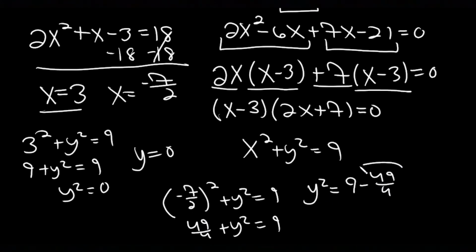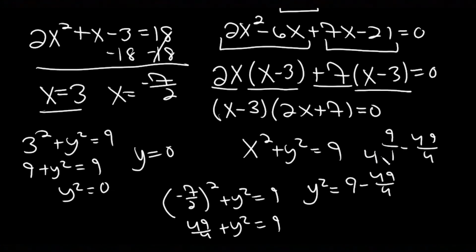From here, I'm going to go ahead and combine these, okay? That 9 is really over 1. So, for example, it's 9 over 1 minus 49 over 4. So essentially what you have to do here, you have to take this fraction here and multiply both the top and the bottom by 4. That way you can get a common denominator and you can combine them together.